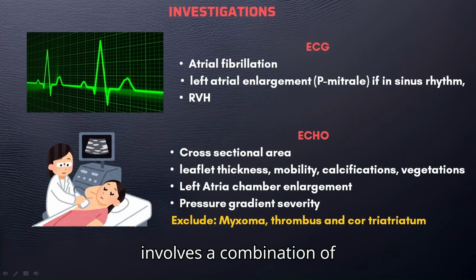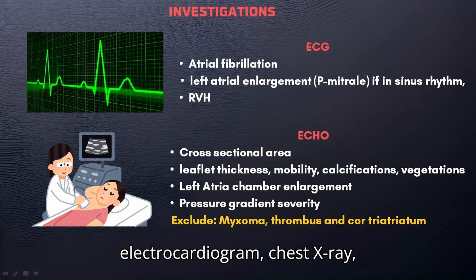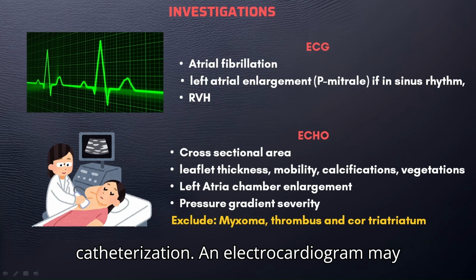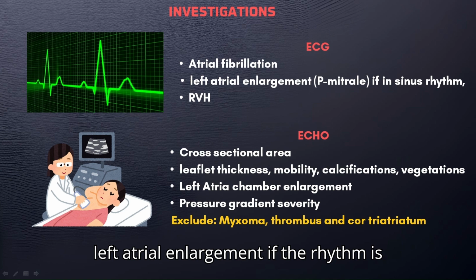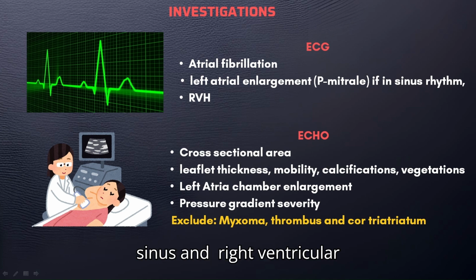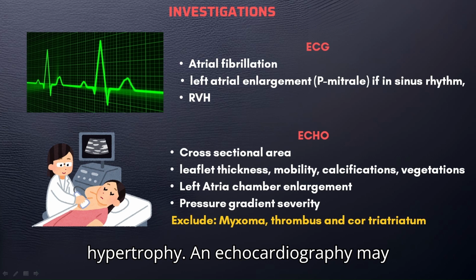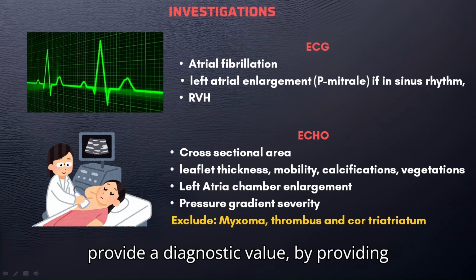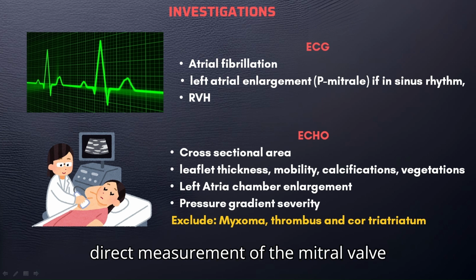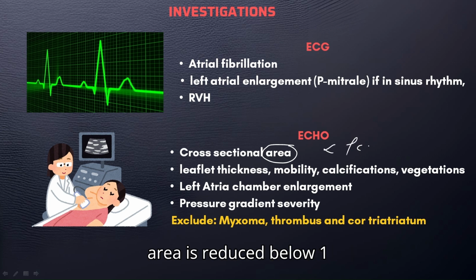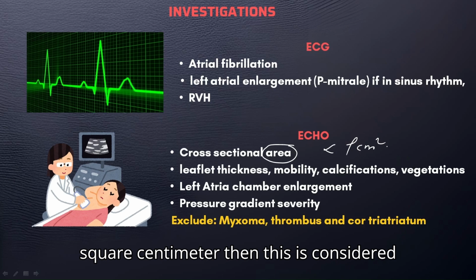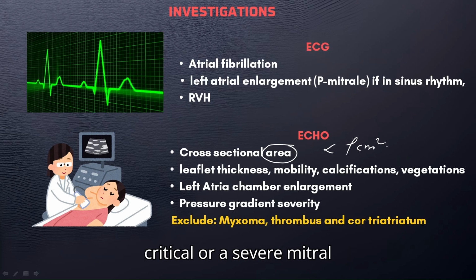Investigations. This typically involves a combination of electrocardiogram, chest x-ray, echocardiogram, and cardiac catheterization. An electrocardiogram may show signs of atrial fibrillation, left atrial enlargement if the rhythm is sinus, and right ventricular hypertrophy. An echocardiography may provide diagnostic value by providing direct measurements of the mitral valve area. And if you recall, we said if the area is reduced below 1 square centimeter, this is considered critical or a severe mitral stenosis.